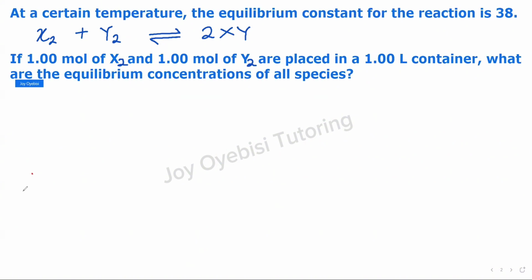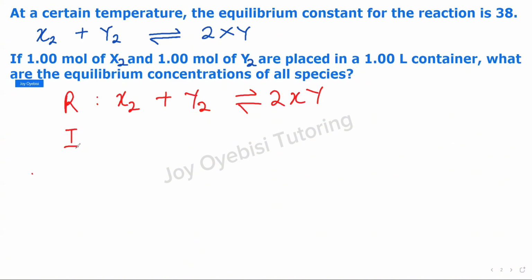The first thing we do is write out our RICE table. Now, I'm using the word RICE because that's the full one. The R represents the reaction, which is the X2 plus the Y2 to give us 2XY.